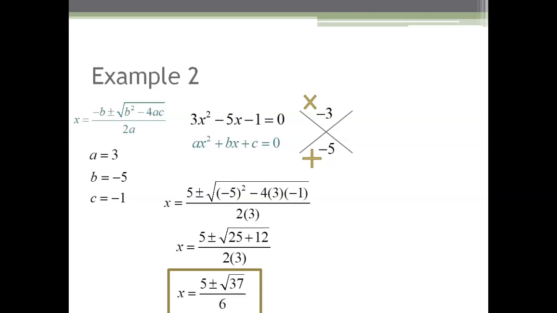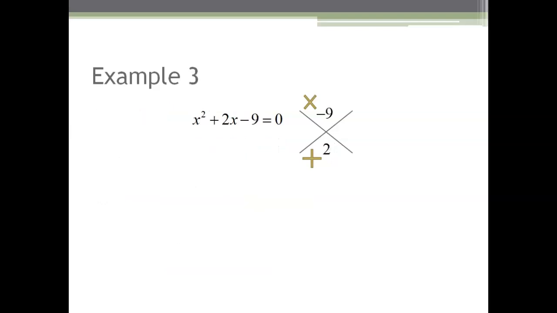All right, let's take a look at example 3. Same thing, you're always checking to see if you can factor first. But if you can't factor, use the quadratic formula. So you're finding two numbers that are going to multiply to negative 9 and add to 2. So 1 and 9, 3 and 3. Doesn't look like we can do it. So let's use the quadratic formula.